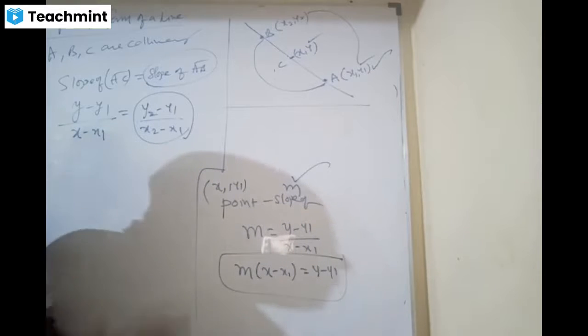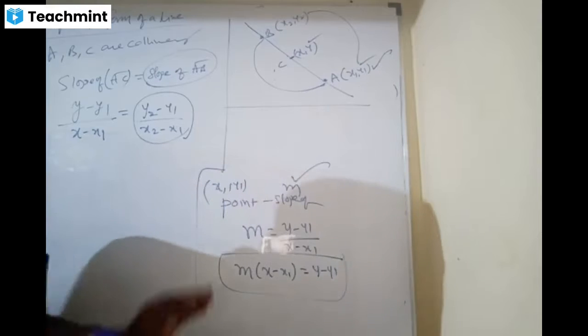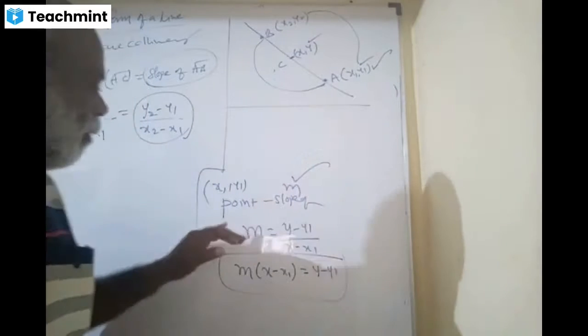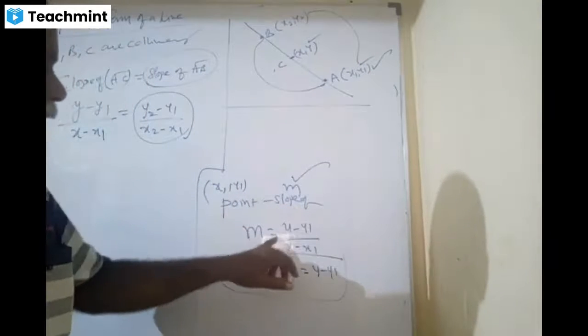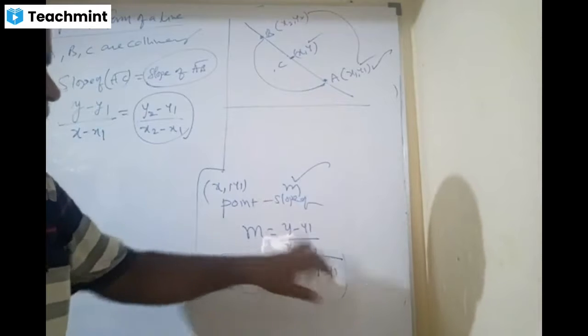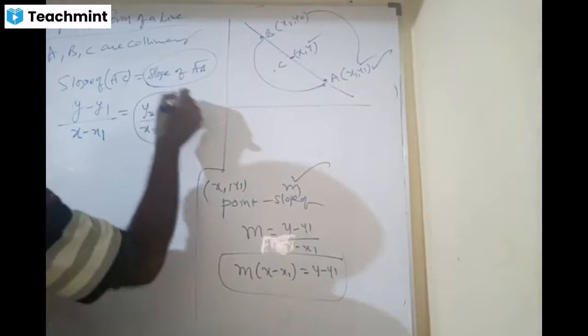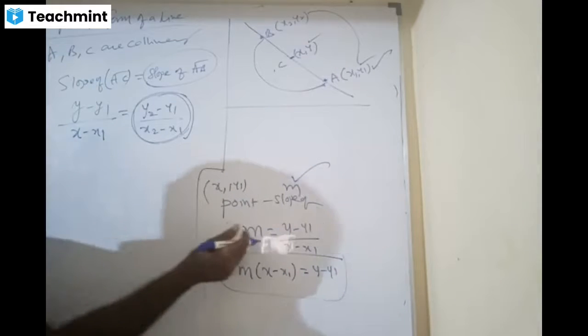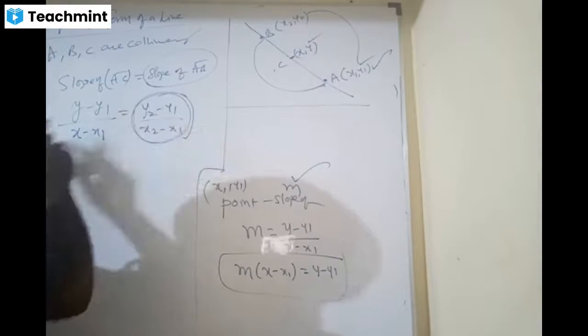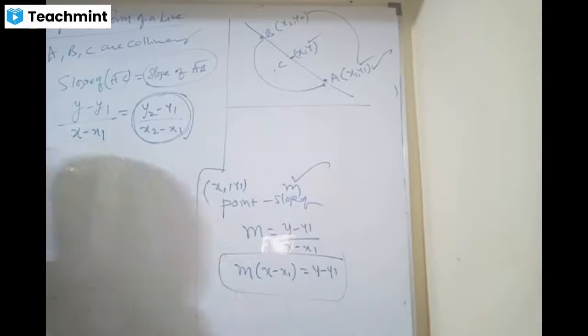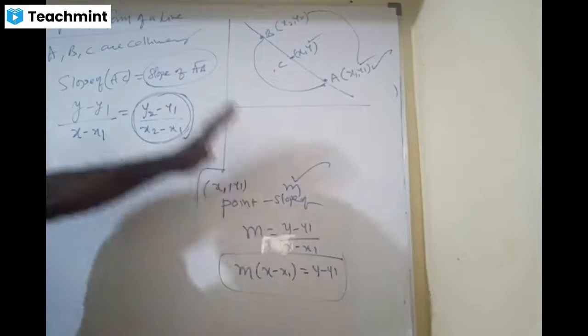I hope it is clear. Yes, sir. See, my names are different, my dears. This is the point and slope formula: M equal to y minus y1 by x minus x1. When the 2 points are known, slope is y2 minus y1 by x2 minus x1. In the place of M, you put this, and you get the 2-point form of a line, dears.